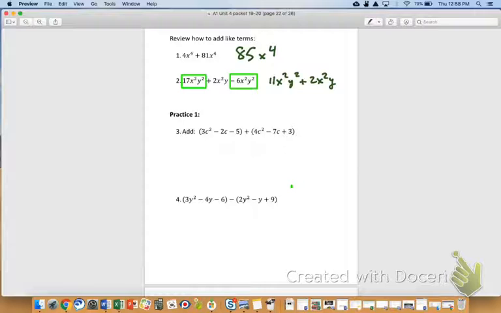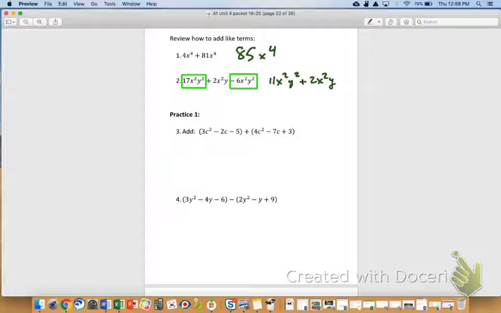Okay, so that's how you add like terms. So what we're going to do here is we are going to add some polynomials together, and then we're going to subtract some polynomials and kind of see how it all goes. So you got to be focused. This is going to be a very quick shot. We're not going to spend a ton of time on this, so be ultra focused for a couple of minutes and you should be in good shape.